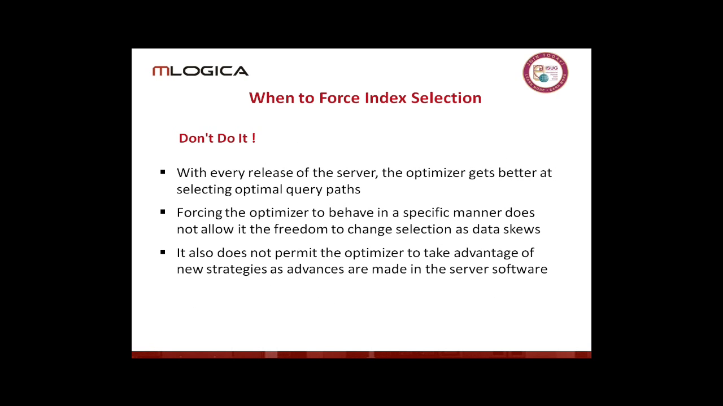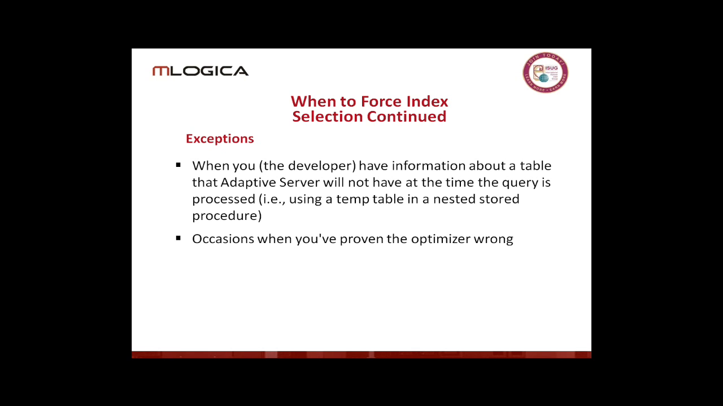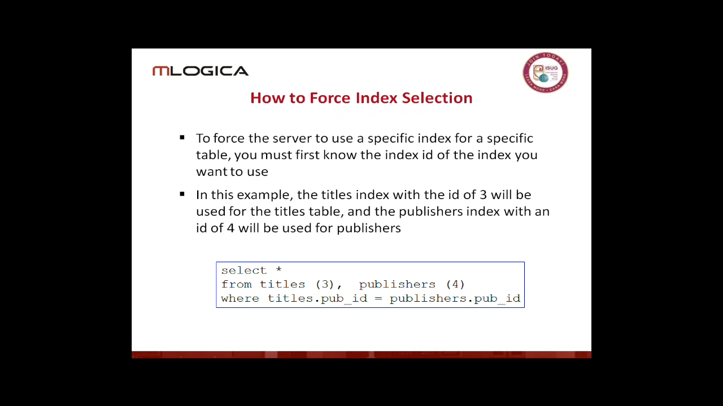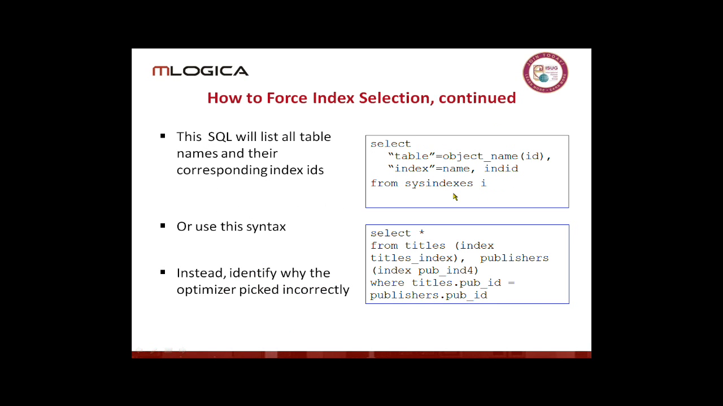I recommend you do not force index selection, but in situations where you have information about a table that the optimizer does not, or if you've proven the optimizer wrong, two ways of forcing the index. We do not recommend you do it this way. I leave it here for reference purposes because you will see legacy applications that have indexes forced like this. This is choosing an index ID. And you can pick up the index IDs with this select on the top right.